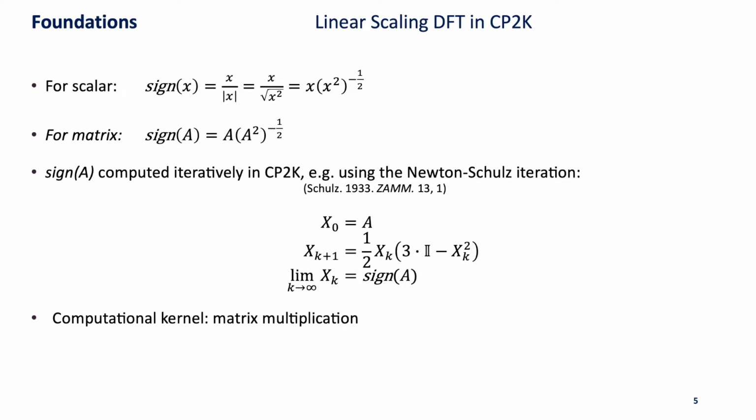And the sign function can be computed iteratively. So this is done in CP2K, for example, using the so-called Newton-Schulz iteration, which is shown here. So we just start with the matrix, and in each iteration step we have to perform a couple of matrix multiplications, and ultimately this will converge against sign of A. So we already see that the computational kernel here now becomes matrix multiplication.